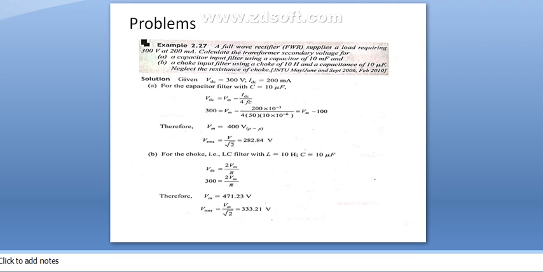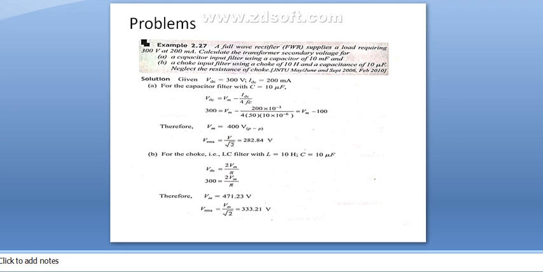Next, see here, a full wave rectifier supplies a load requiring 300 volts at 200 milliamperes. Calculate the transformer secondary voltage for a capacitor input filter using a capacitor of 100 millifarads and a choke input filter using a choke of 10 henries and a capacitance of 10 microfarads. Here neglect the resistance of choke. So the given values are VDC is 300 volts, IDC is 200 milliamperes.